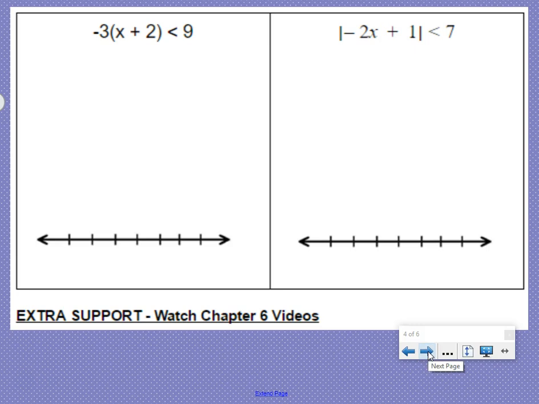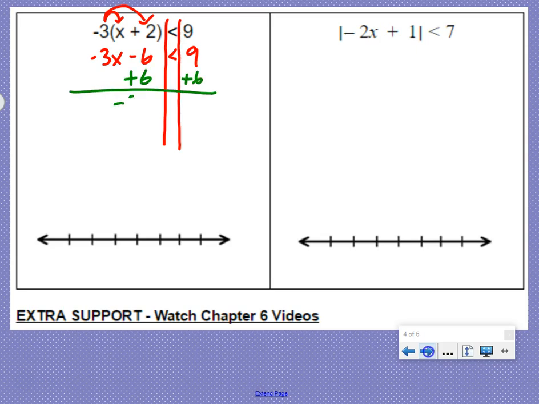Solving inequalities. So solving inequalities is very similar to solving equations. Just have an inequality symbol now. Distribute the -3. -3x minus 6 is less than 9. Undo minus 6 with a plus 6 on both sides. We get -3x is less than 15. Divide both sides by -3. Now this is where we have to be careful because we're dividing by a negative, which means our inequality symbol is going to flip around. We have x then is greater than 15 divided by -3 is -5.